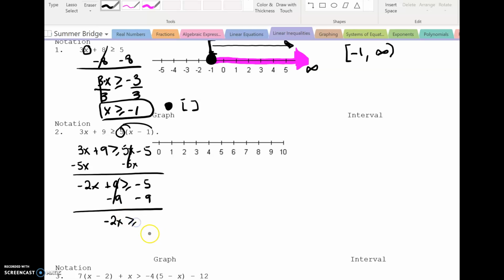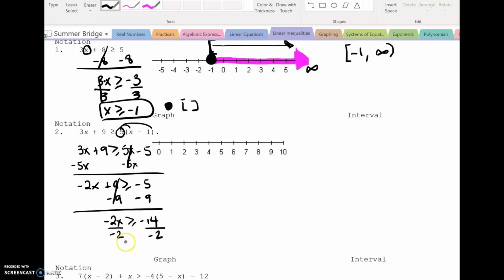Okay, -2x is greater than or equal to -14. Now, again, I'm going to divide both sides by -2, because I want to get rid of the coefficient of -2.